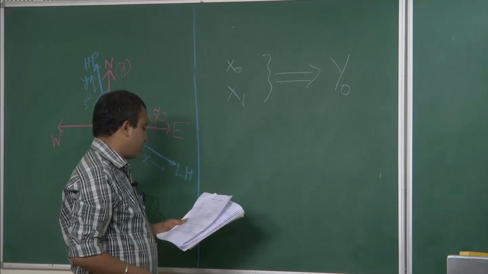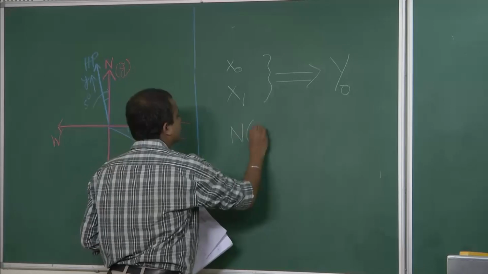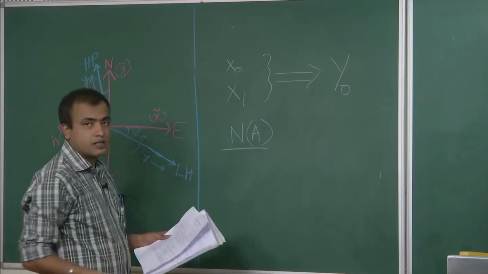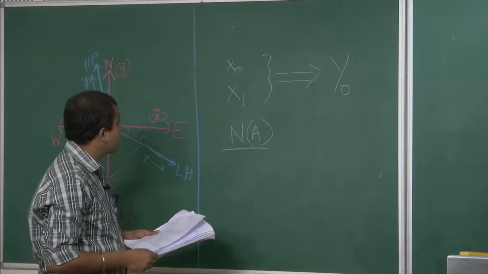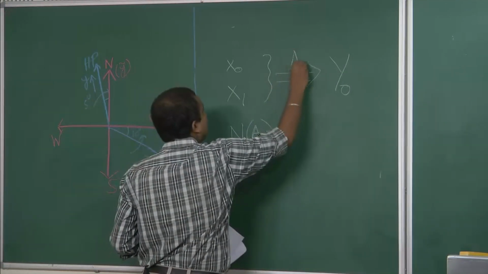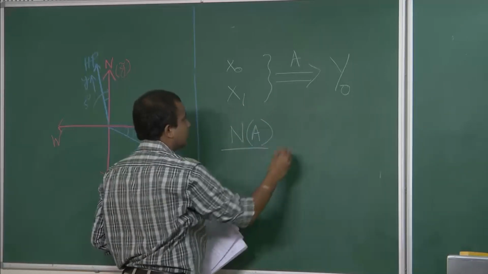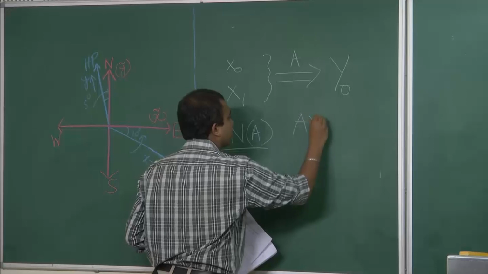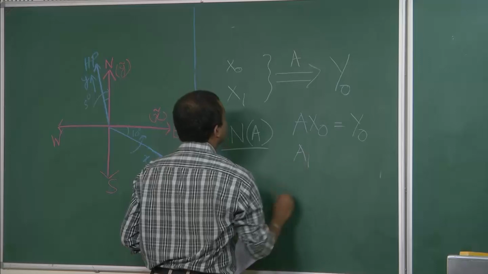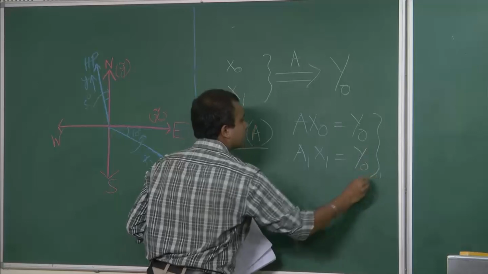So what can be said about the null space of A? Let us denote this by NA. Can we say something? It is more of a qualitative notion than quantitative, but what can we say about the null space of A? Now if this linear transformation A maps x0 to y0 and x1 to y0, then we can say A x0 equal to y0 and A x1 equal to y0. Both of these statements are valid.